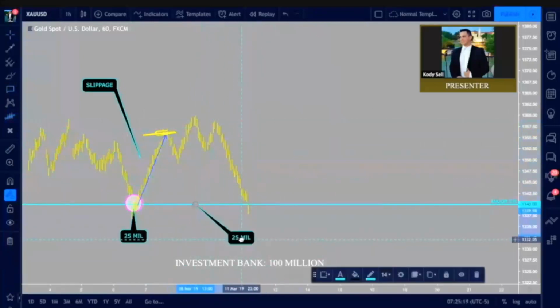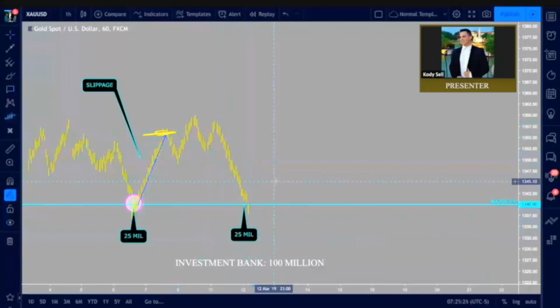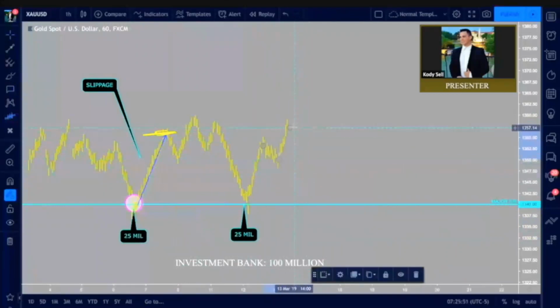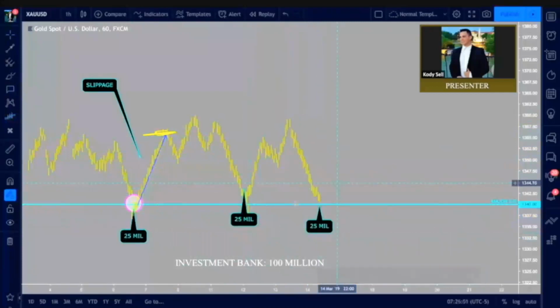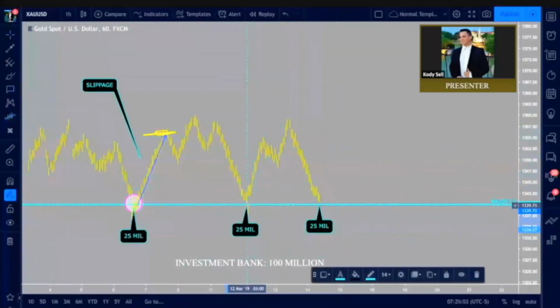When price reaches this level, what's going to happen? This $25 million order is going to get filled at 1340. When that order gets filled, it's going to cause price to rise. When $25 million of asset is bought, it will cause the value of that asset to rise. Price will do its thing, and then when price comes back down, what happens? Another $25 million is filled right here. Each time price reaches this level, it's filling orders.